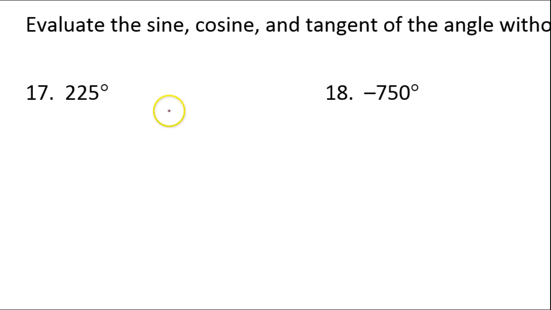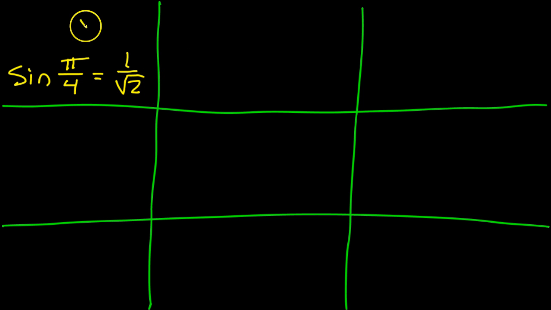Alright, so those were all quadrantal angles. Let's get into some other types of angles. Okay, before we get into this, let's remember our chart of special angles, which we should have memorized. First of all, you should have memorized the sine of pi over 4, which is 1 over radical 2. Now some people write this as radical 2 over 2, and that's the same thing.